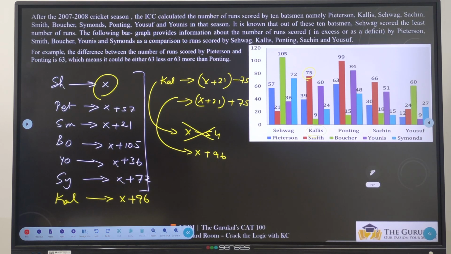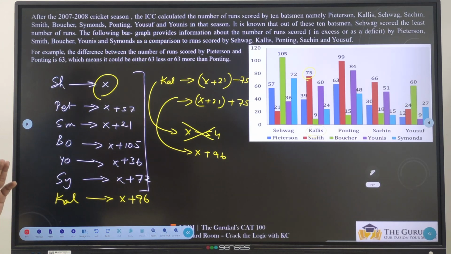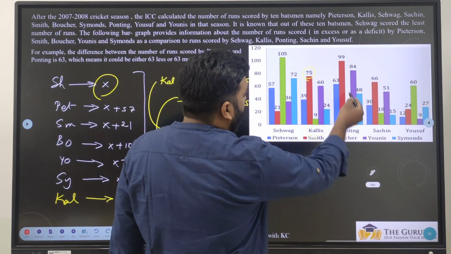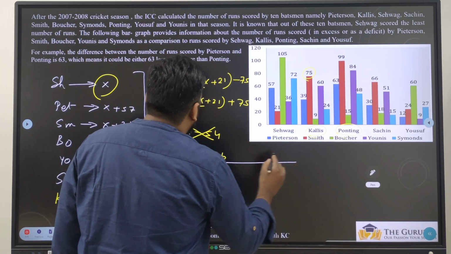If you understand the logic over here, pause the video, try to calculate for the remaining 3 people, Ponting, Sachin and Yusuf. Pause the video, try it for 2 minutes and then we'll continue. Now let's continue. Check for Ponting. Ponting, Smith is the highest. Okay, let's calculate for Ponting.